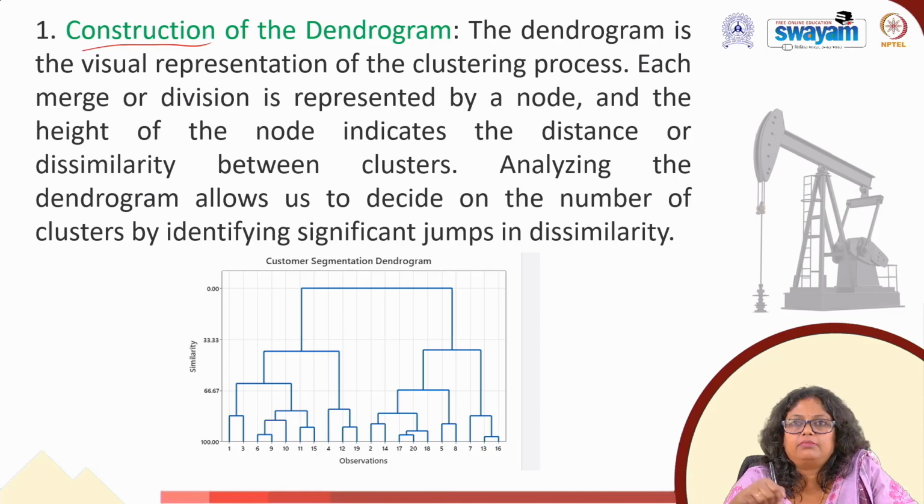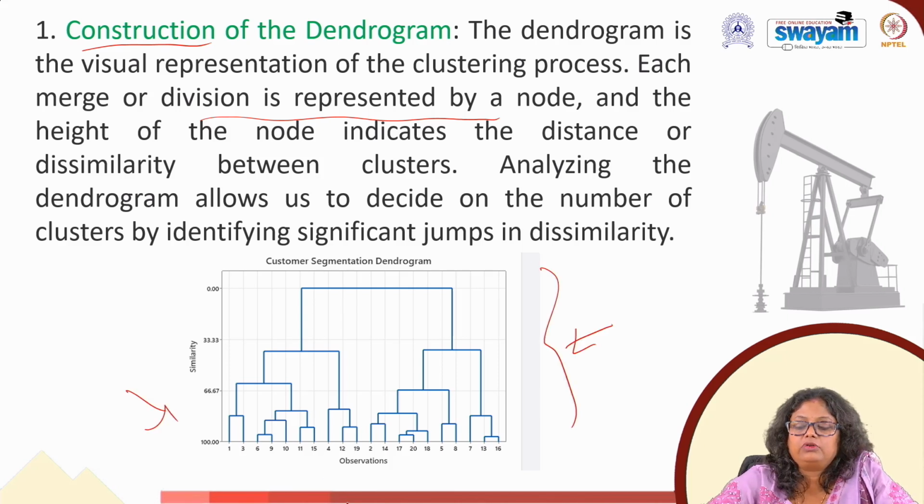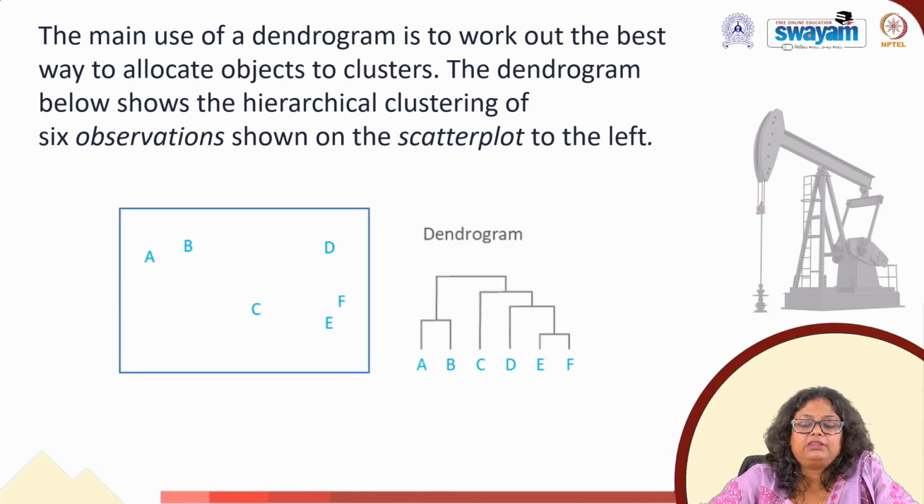The dendrogram in hierarchical clustering is a visual representation of the clustering process, and each merge or division is represented by a node. The height of the node indicates the distance or dissimilarity between the clusters. This figure shows how a dendrogram looks. The main use of a dendrogram is to work out the best way to allocate objects to clusters. Let's see a small example.